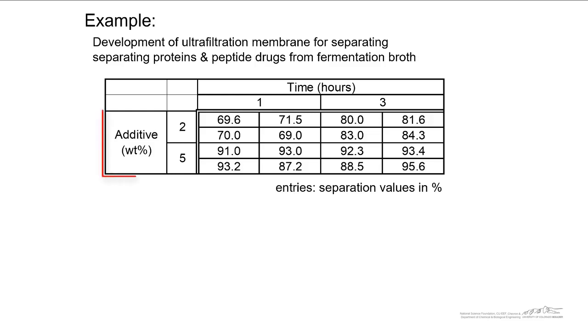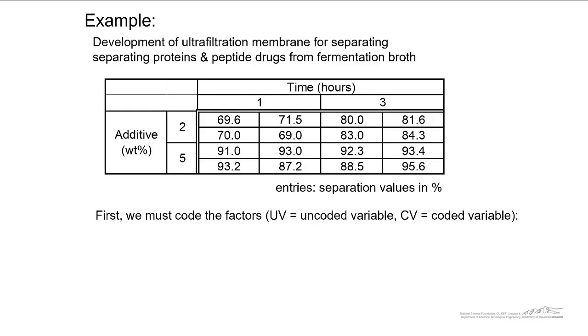Here we have additive weight percent, 2 or 5. We have time, 1 and 3. This is a fixed effects model because we chose the percent additive, 2 or 5, and the times, 1 or 3, before we conducted the experiment. N, the number of replicates, is equal to 4. So let's go ahead and calculate the effects in Excel for this experiment.